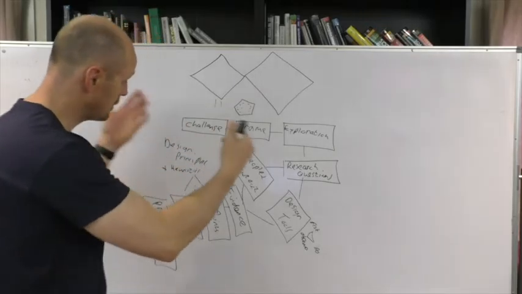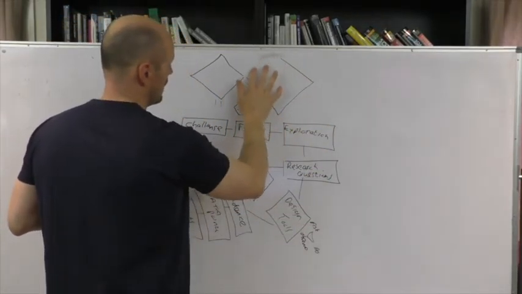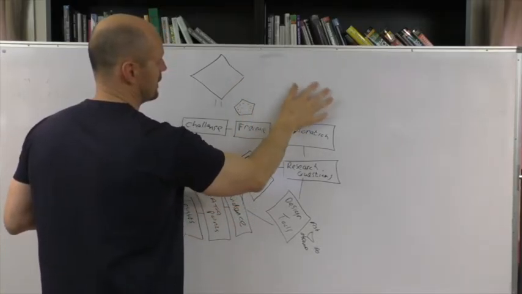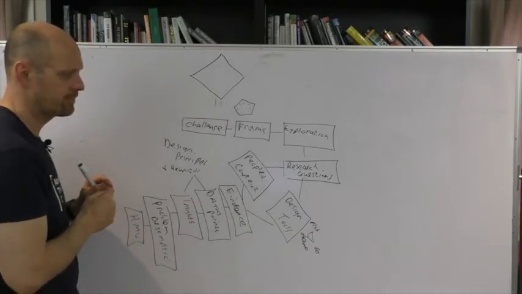So that's your first diamond. Let's get rid of this piece. I'll do another one later. Effectively this is the route we're going to take as we work from the challenge all the way through to the how might we question.